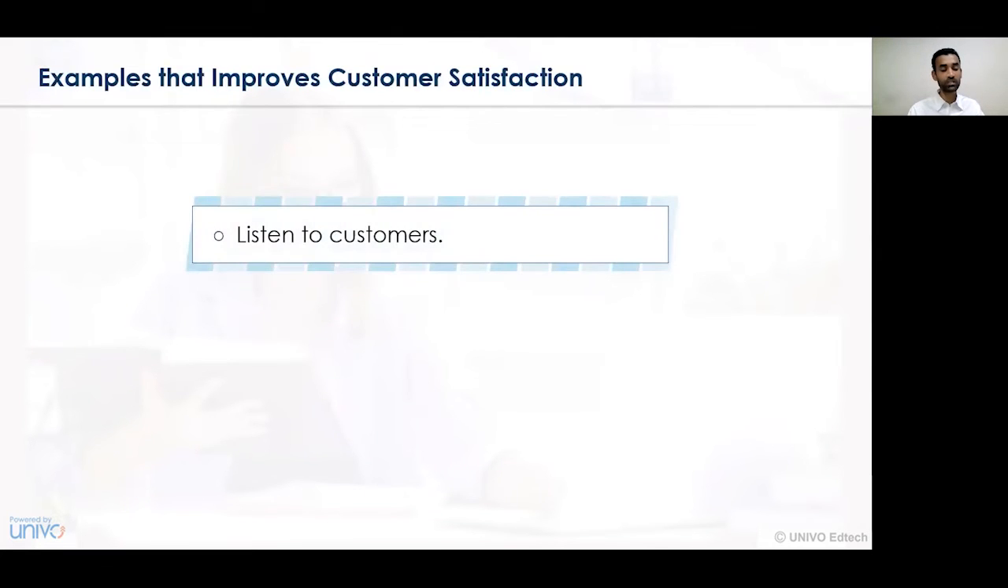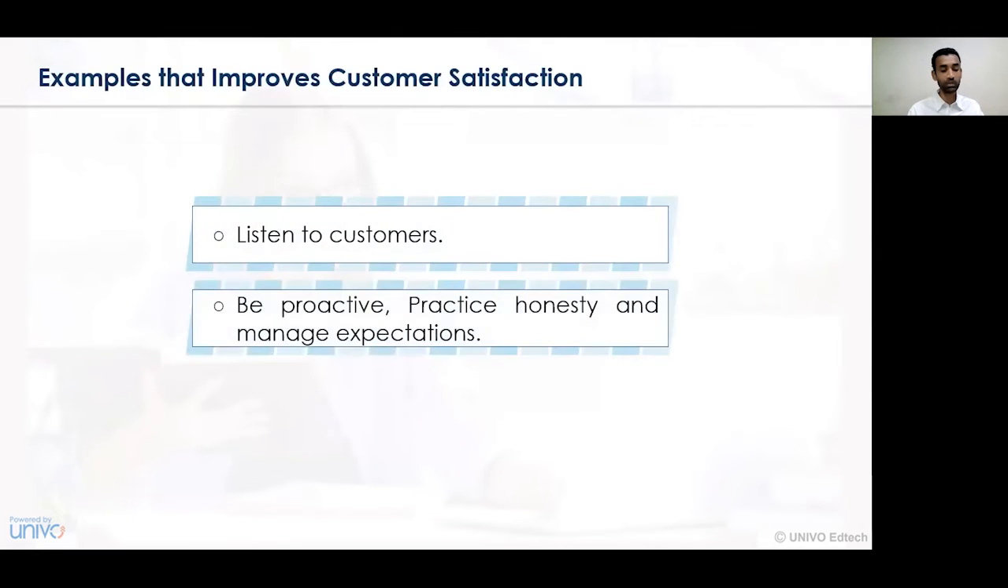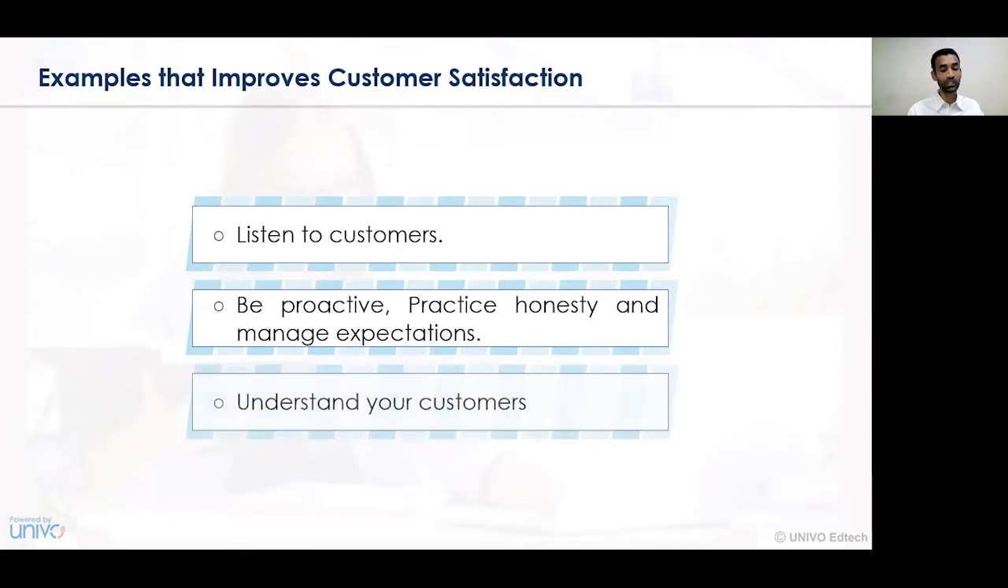Now let us understand the various examples that improve customer satisfaction. Number 1 is listening to the customers. Number 2 is being proactive, that is practicing honesty and managing expectations. Number 3 is understanding our customers. On these bases, we can understand our customers and accordingly, the customer satisfaction level can be increased.